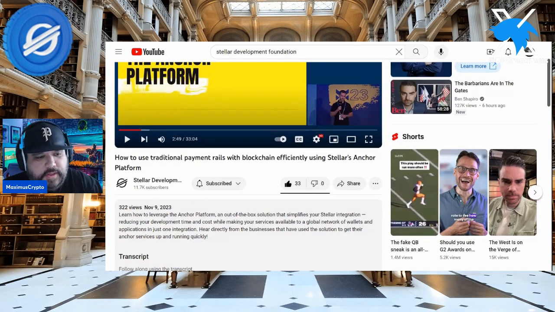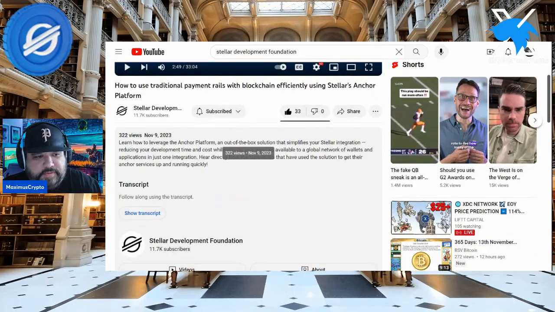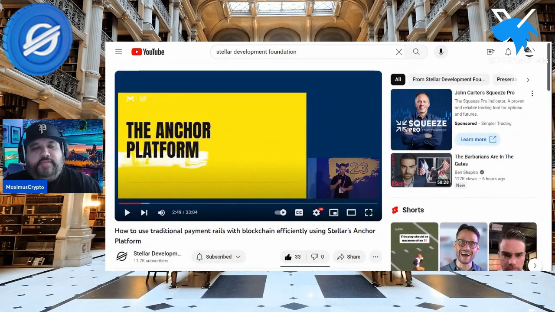But basically, yeah, we're going to learn how to leverage the Anchor platform, an out-of-the-box solution that simplifies Stellar integration. It's going to reduce the development time and costs while making it easier for devs to make their services available on the global network of wallets and applications in just one integration. That's big. One integration. How cool is that? So I've gone ahead and fast forwarded to the key areas that we should pay attention to. Check this out, because you should try to hear what it says here.